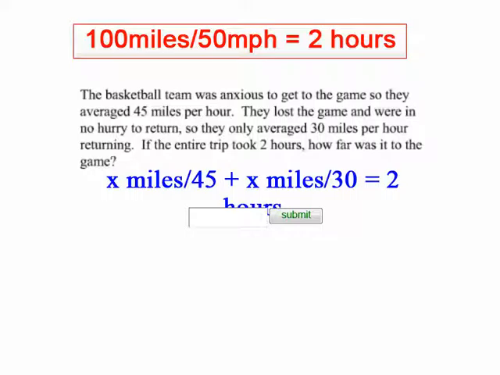When we work on this, we want to find the least common denominator so we can solve for X. We find the least common denominator is 90. So we get 2X plus 3X equals 180, multiplying through by 90. That tells us 5X equals 180. So X, the number of miles they traveled, is 36.